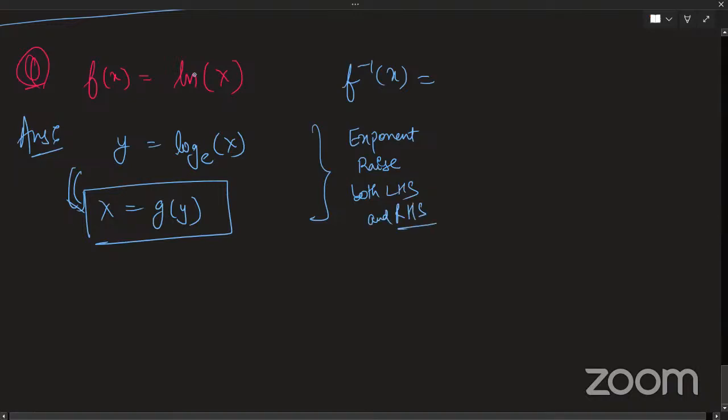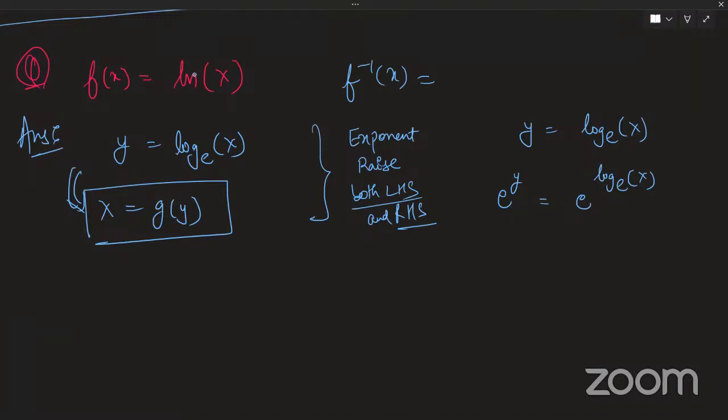So I will raise both my LHS and my RHS to an exponent e. So my e raised to y is equal to e raised to log base e of x, right? Do I know something about this right side? Was there a property? Tell me, what is the property? What will this thing be equal to? X. Correct. Absolutely correct. It is equal to x. So my e raised to y, so basically my x is equal to e raised to y.